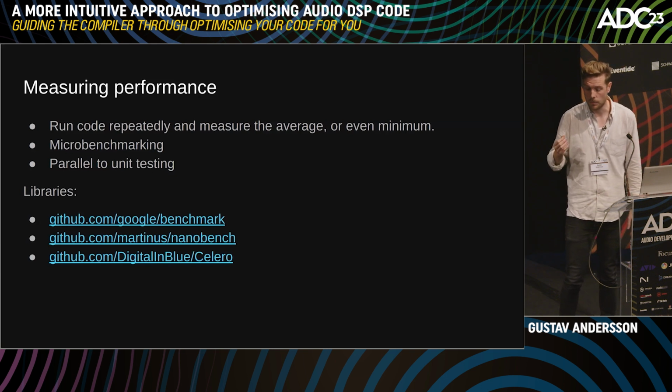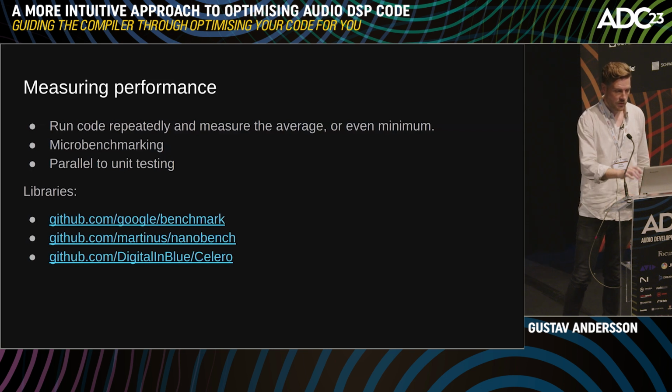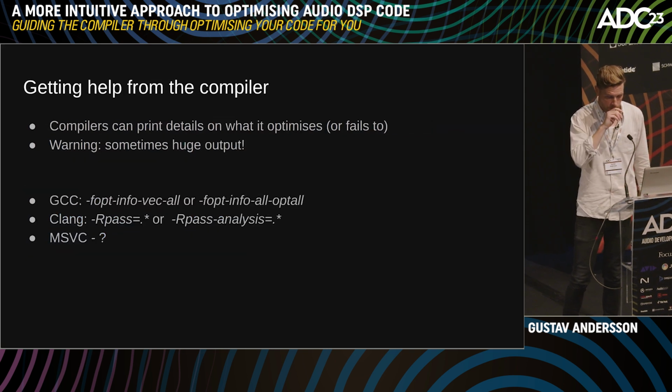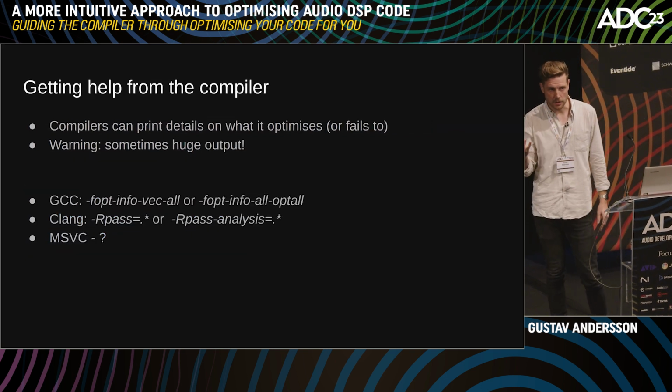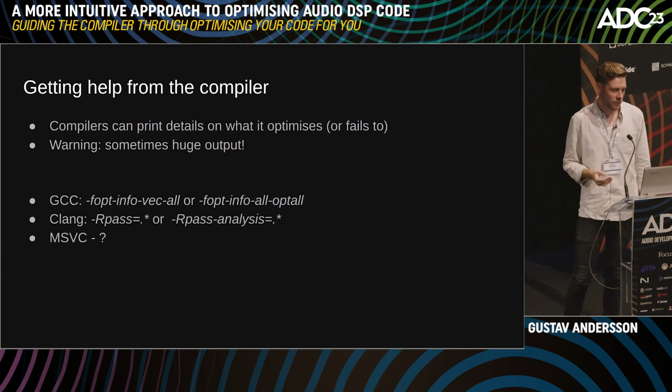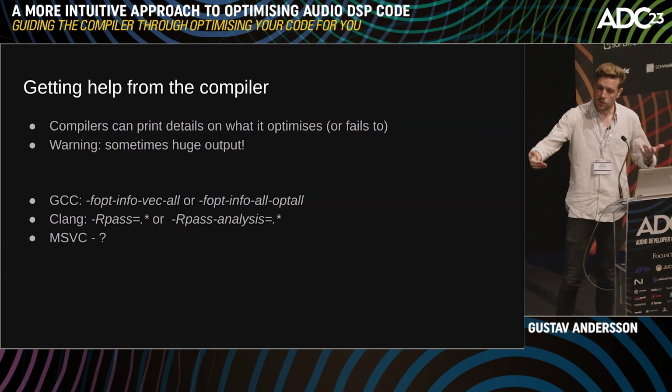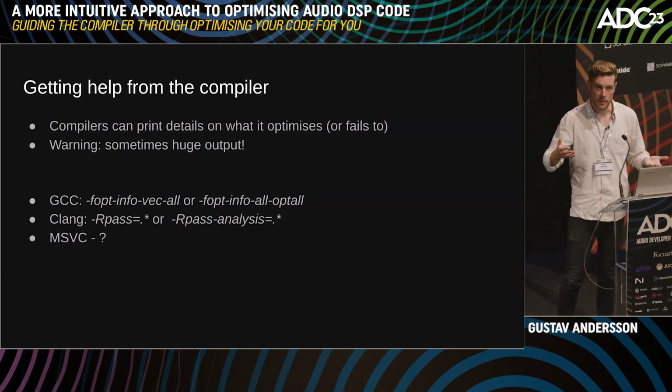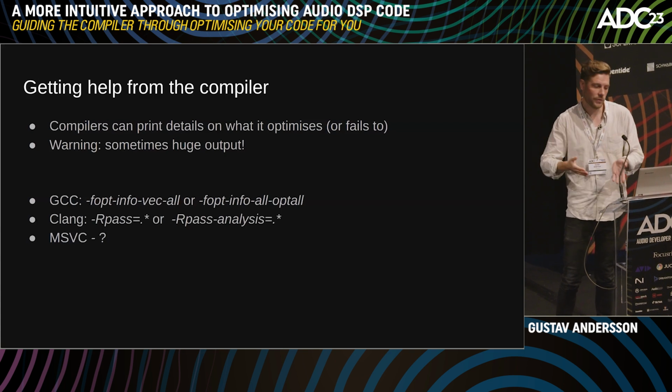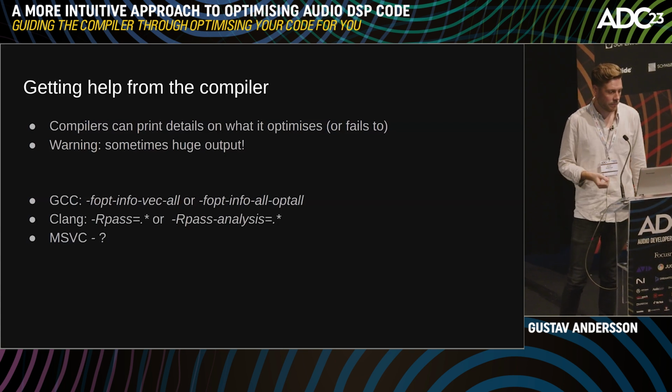I've used Google Benchmark, but there are a few others you can use as well. Also, asking the compiler is pretty good. If you ask it for it, you can get quite good information. There are some compiler flags you can use where the compiler will output a lot of information about what decisions it makes and whether it can optimize something or not. My experience with MSVC is limited, so I couldn't find any info on that. But if someone has info, they can tell me later.